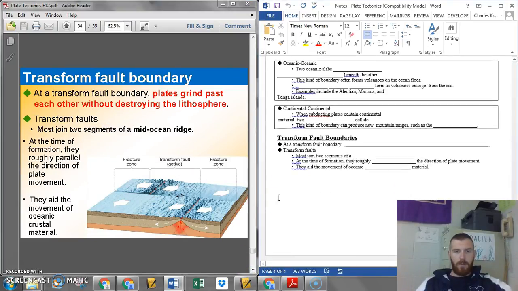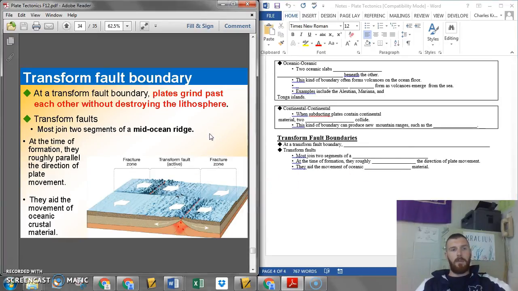Getting into a transform fault boundary here, and I'll move down so you can see it here. At a transform fault boundary, plates grind past one another without destroying the lithosphere. And at transform faults, most join two segments of a mid-ocean ridge, so they'll move past each other, for example, like this. And at the time of formation, they are roughly parallel in the direction of plate movement, and they aid in movement of oceanic crust materials. So as they move past each other, they'll help to move those oceanic materials.